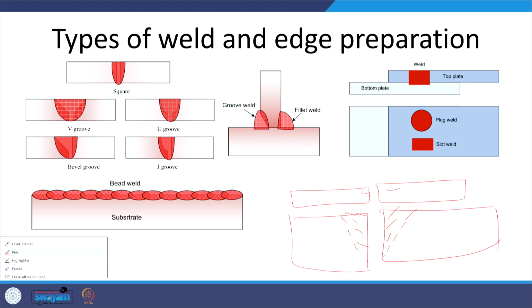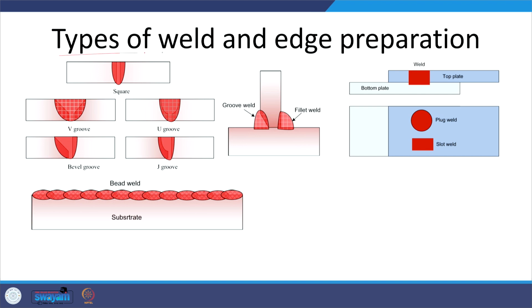So, initially we will talk about the different types of the weld. Different types of the weld means how the weld metal is deposited. It is about the weld metal deposition, how it is being deposited. It is not about the type of the joints.